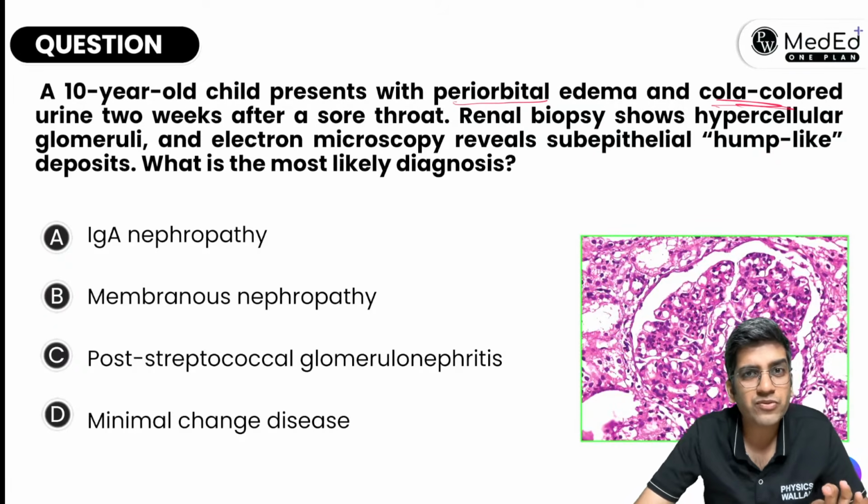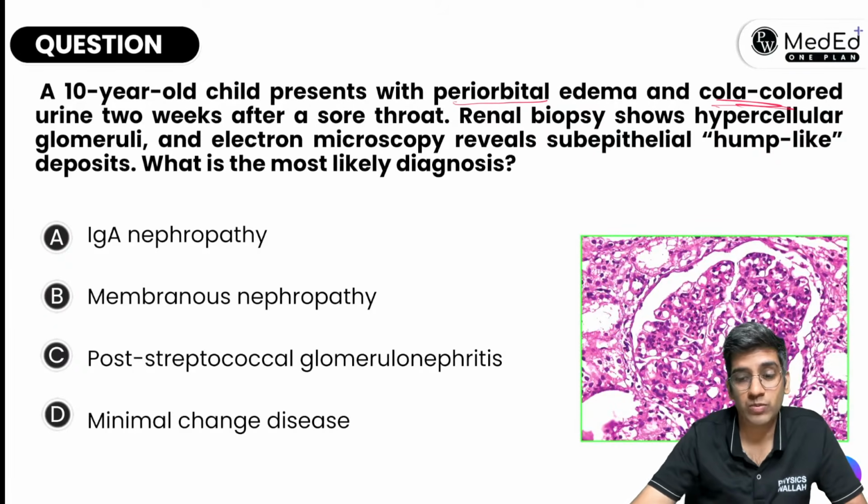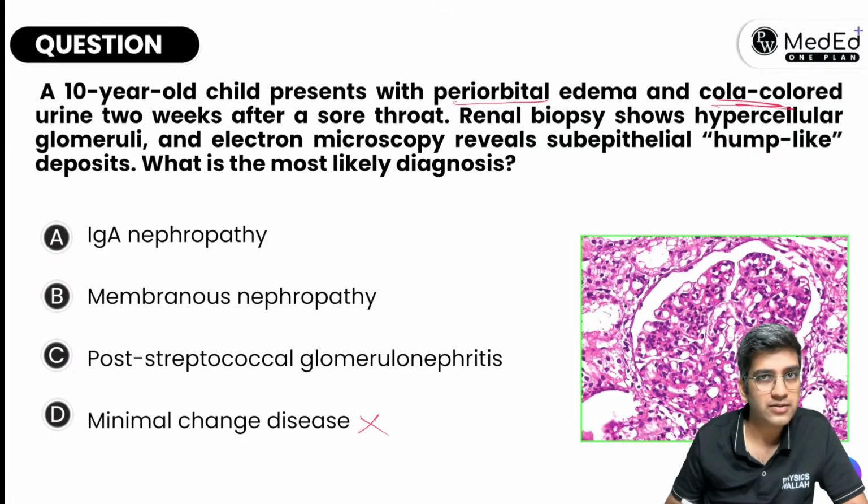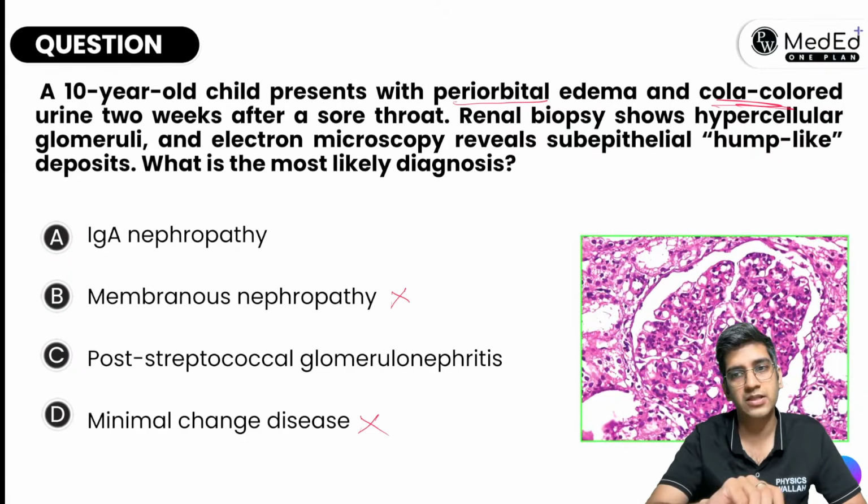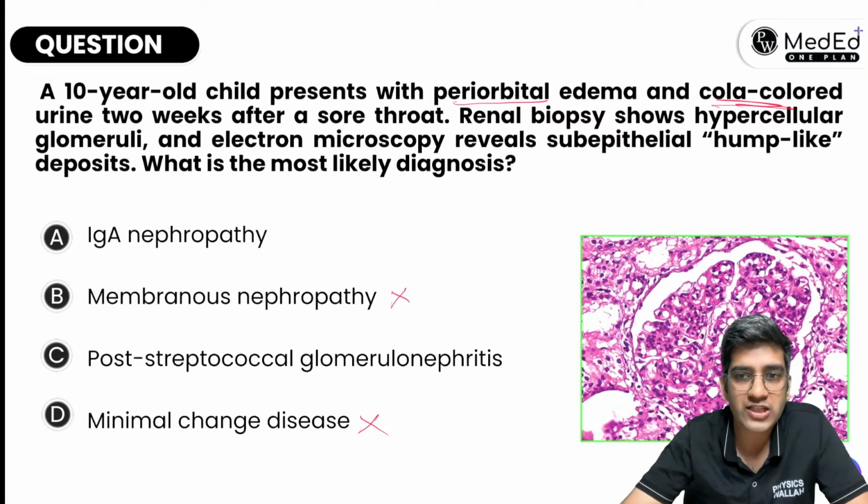It's a classical case of nephritic syndrome. Can I rule out minimal change disease? Yes. And membranous? Yes. Because these both are nephrotic syndromes, right? Sure. I'll come to it soon.